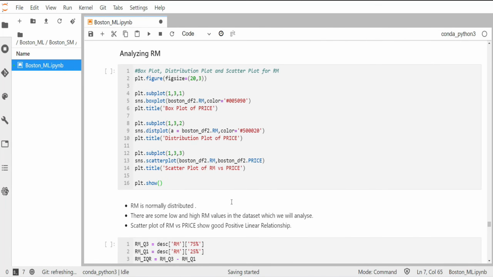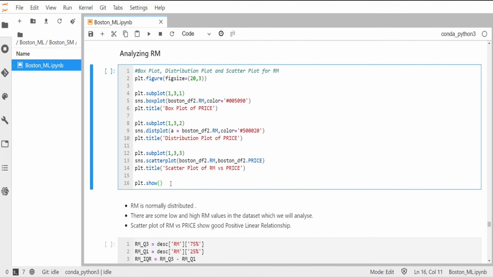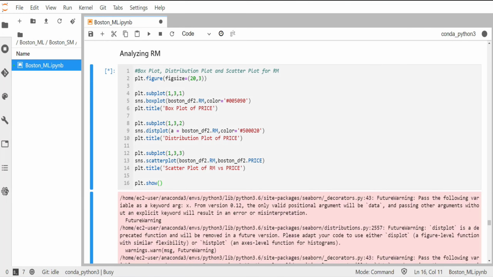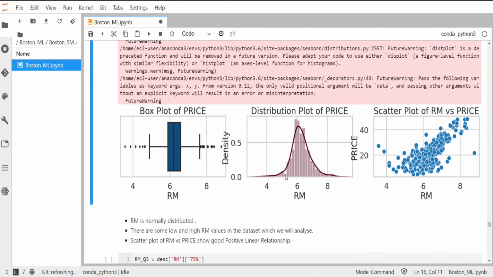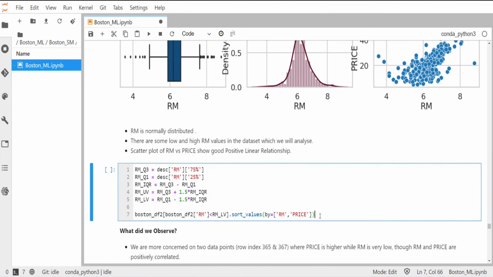Now finally, we will analyze the RM. Let's plot the graph. And here we can see that the RM is normally distributed. There are some low and high values for RM which we analyze, and the scatter plot for RM versus price shows a good positive linear relationship. Let's use the IQR method to check the lower value outliers. Let's run this cell.